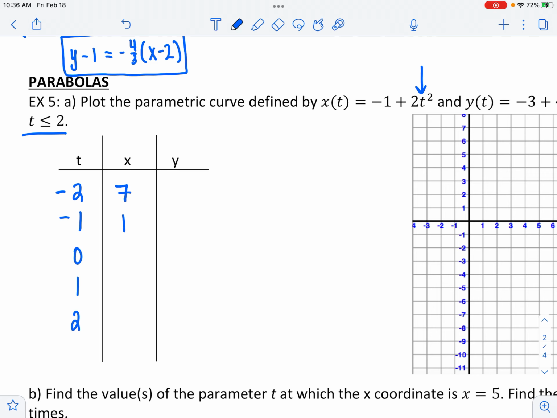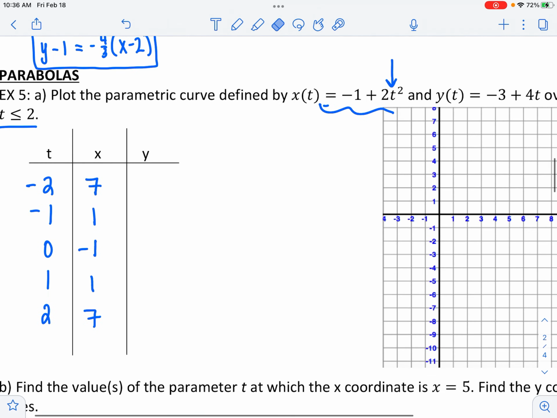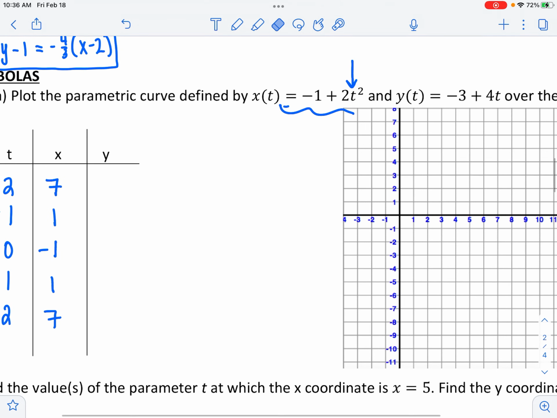Plug in 0. 0 squared is 0. Times 2 is 0. Plus -1 is -1. Plug in 1. 1 squared is 1. Times 2 is 2. Plus -1 is 1. Plug in 2. 2 squared is 4. 4 times 2 is 8. 8 minus 1 is 7. Notice that just like when we graph a parabola, because this is a quadratic right here, we get that symmetric pattern there. All right, now I'm going to plug in -2 into my next equation for t.